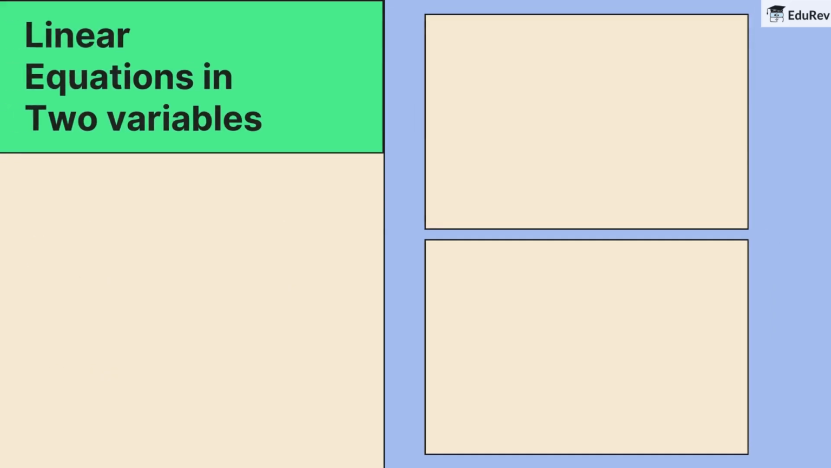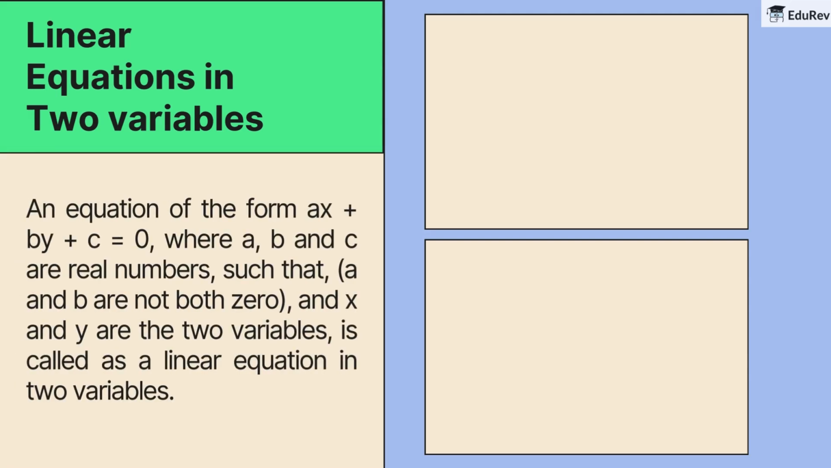Now moving on to linear equations in two variables. An equation of the form ax plus by plus c is equal to 0, where a, b, and c are real numbers such that a and b are not both 0, and x and y are the two variables, is called a linear equation in two variables.